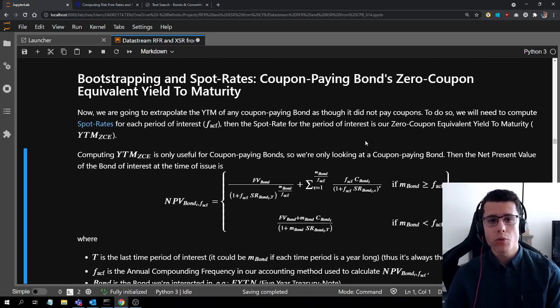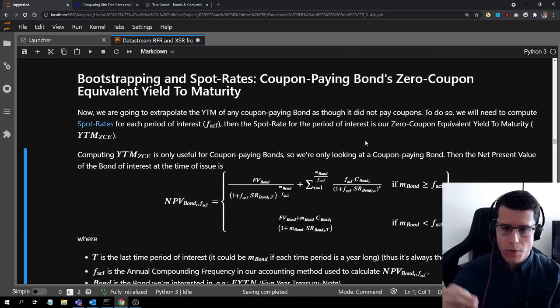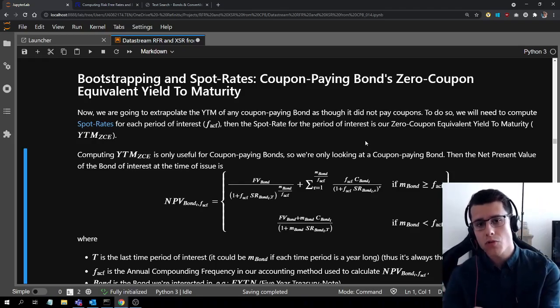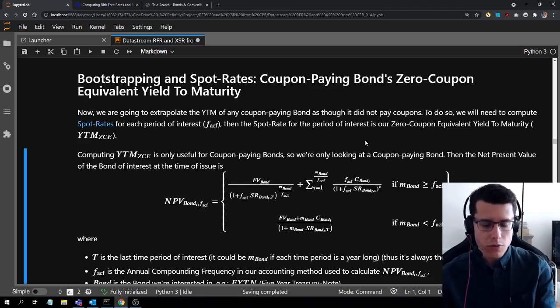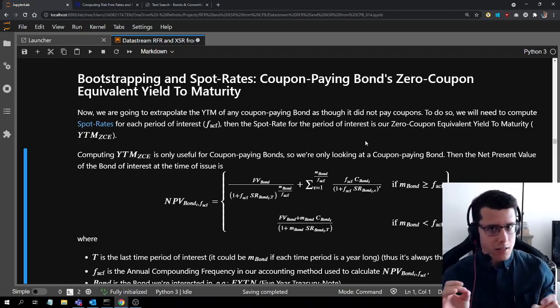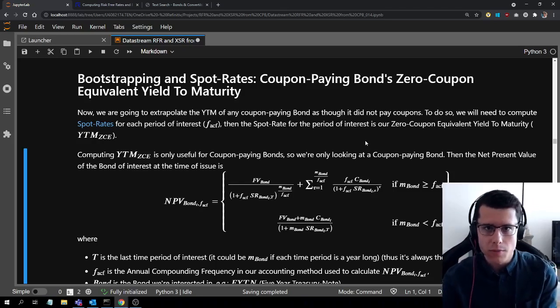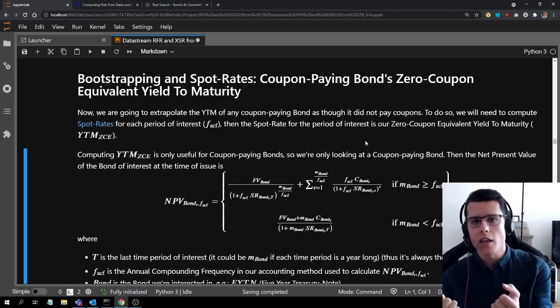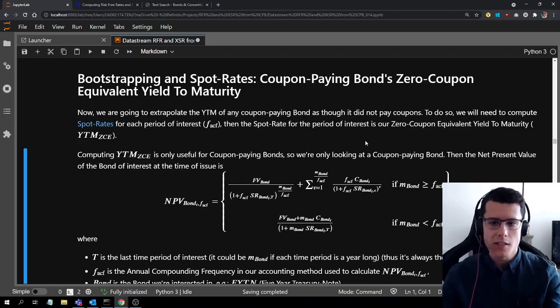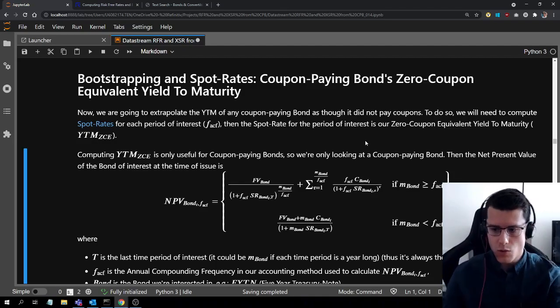The reason is, if you are bootstrapping a zero coupon equivalent yield to maturity, you call that yield to maturity a spot rate. The reason for the change in lingo is to explain very explicitly that you are looking at a fictitious yield to maturity. It's not a real one that you can actually trade with. It's a spot rate. It's one that you have to convert from a coupon paying bond to a zero coupon paying bond.